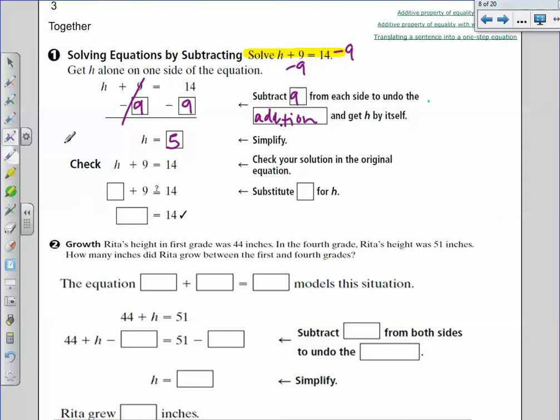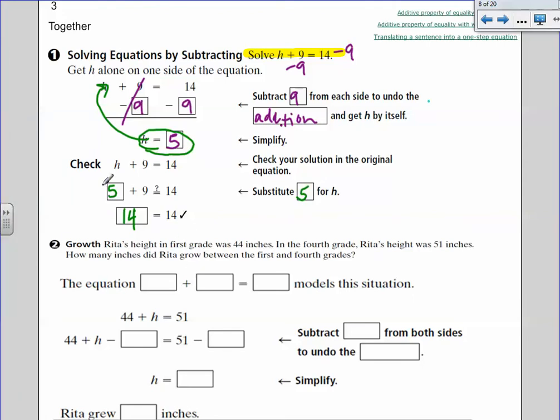Now, how do I check to be sure that h is really equal to 5? Well, my number of 5, I substitute in for h. So I take my 5 and I put it back into my equation. So instead of saying h plus 9, I can now say 5 plus 9. Is that equal to 14? It surely is. 14 is equal to 14. Okay, so that's just solving an equation.